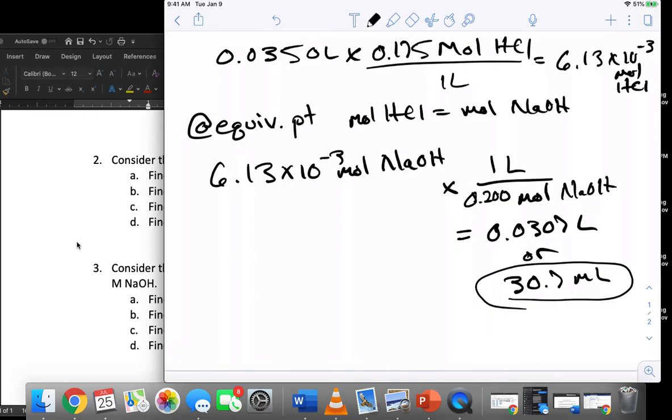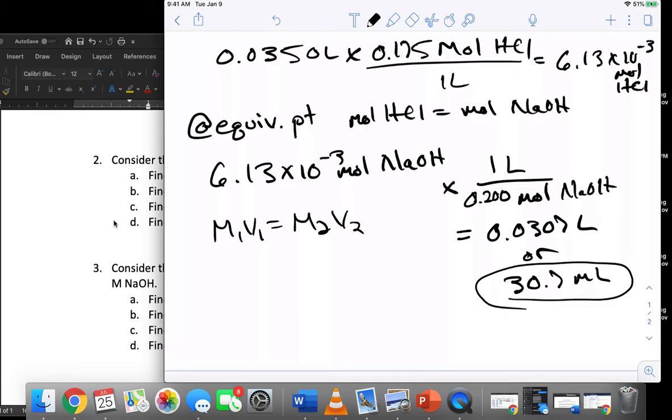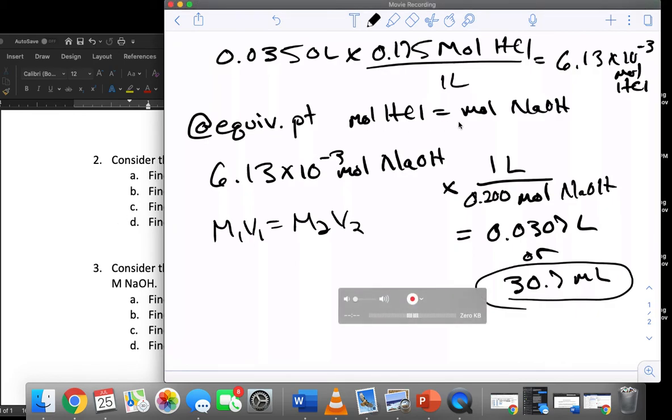Now, again, you can do this with M1V1 equals M2V2 in this case. But remember, this equation only works if it's a 1-to-1 ratio, which it is in this case with HCl and NaOH, so that's okay. We can get away with it. Otherwise, it does get a little bit more complicated, right? And for those things that have multiple bases or stuff like that, this step in here is where that would show up, right?